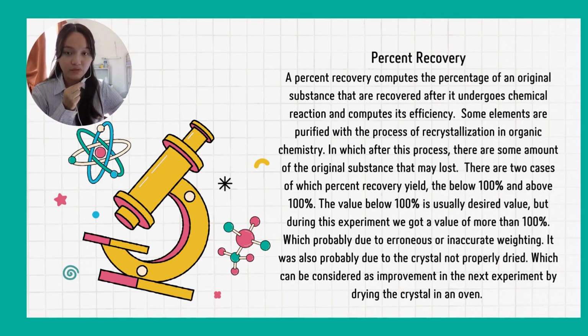There are two cases in which percent recovery yields a value below 100% or above 100%. A value below 100% is usually the desired value, but during this experiment we got a value of more than 100%, which is probably due to erroneous or inaccurate reading. It was also probably due to the crystals not being properly dried, which can be considered an improvement for the next experiment: drying the crystals in an oven before weighing them.